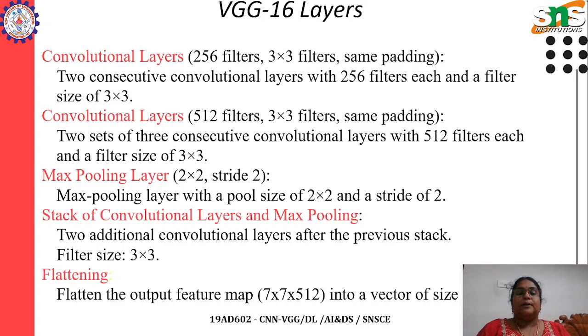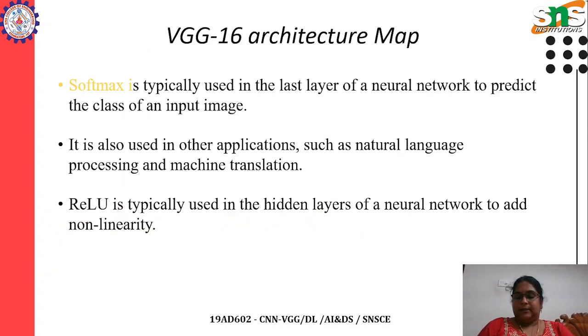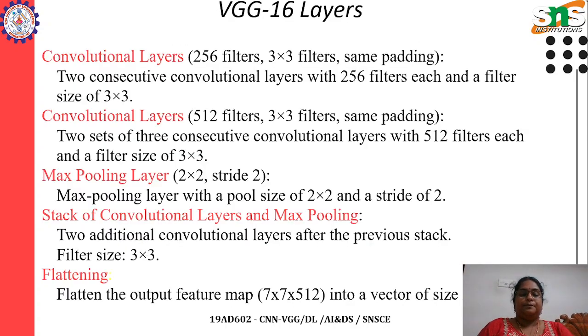So there are three, four convolution layers we saw, right? The next will be two consecutive layers with 256 filters. The other one is 512 filters with 3 into 3 filter size. Then the max pooling layer has 2 into 2 size, and it has a stride of 2.